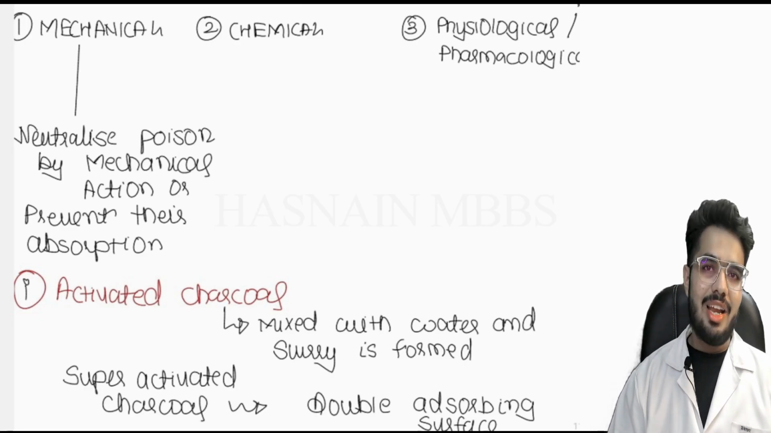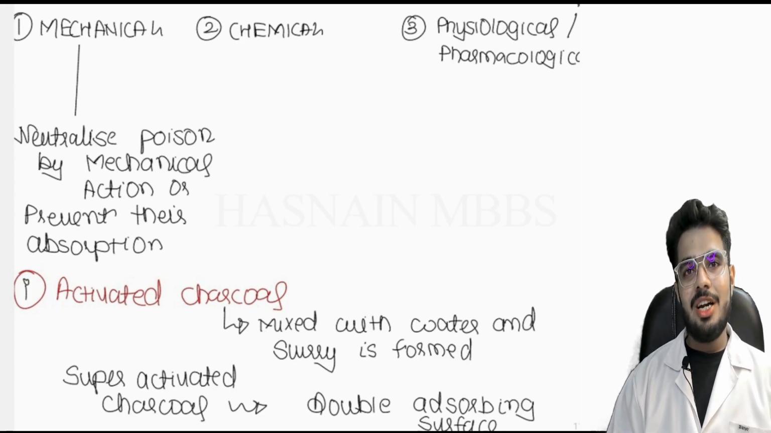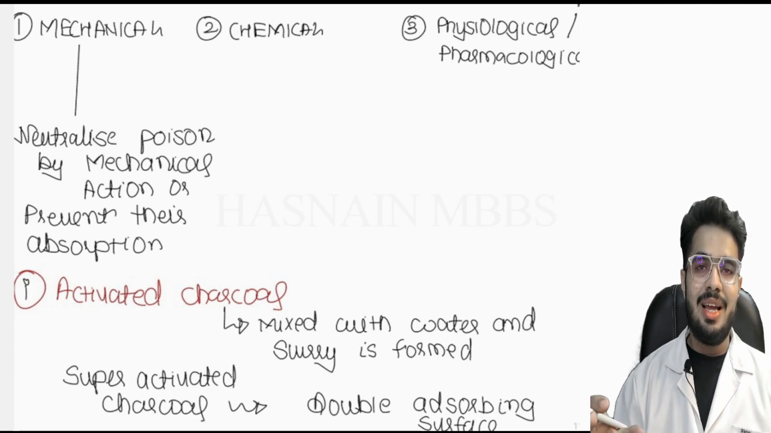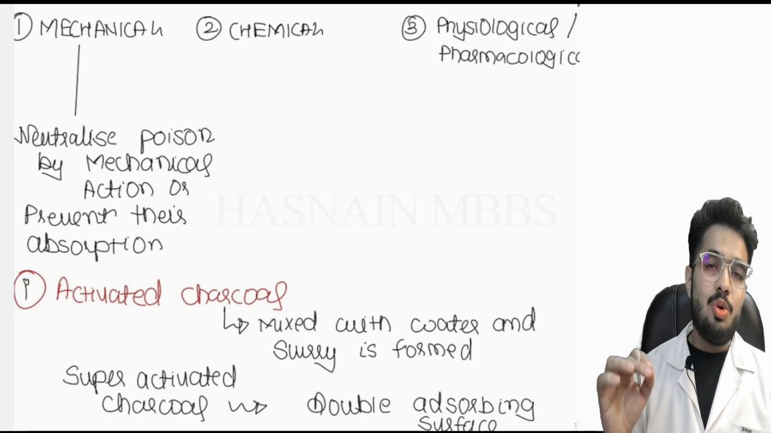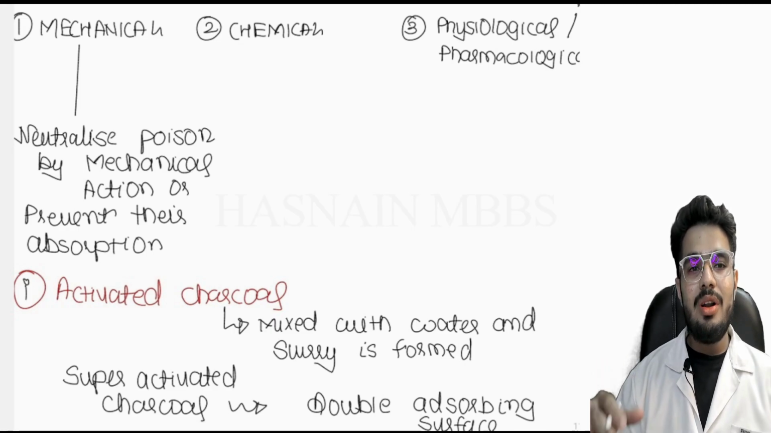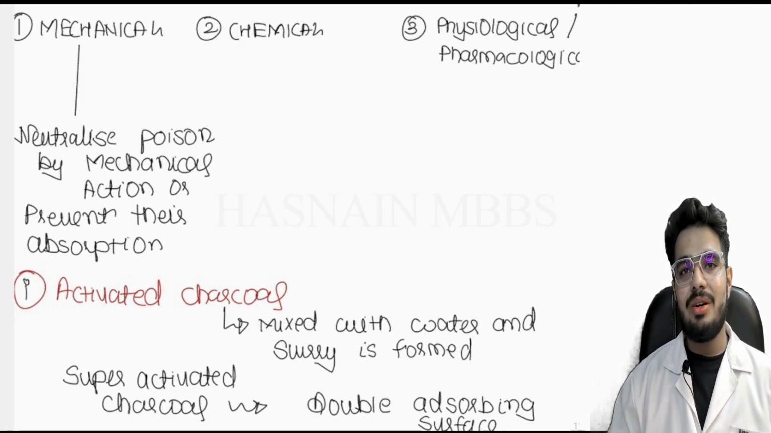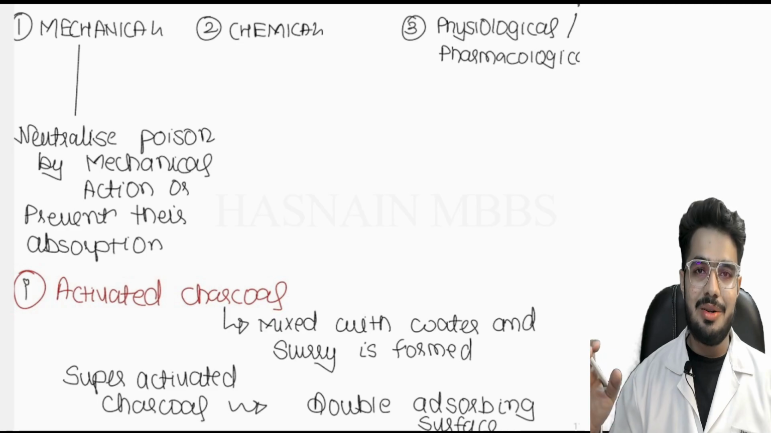Firstly, we'll talk about activated charcoal. What does activated charcoal do? Activated charcoal absorbs the poison because it has many active sites. First, it is mixed with water, a slurry is formed, and it is administered. And superactivated charcoal has more absorbing power and absorbing surface compared to normal charcoal.